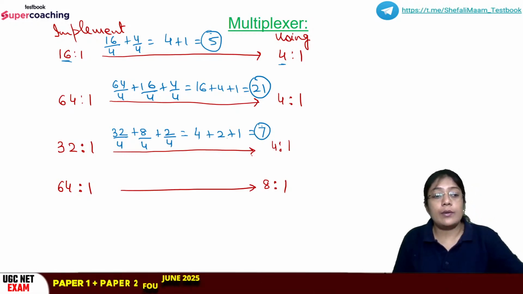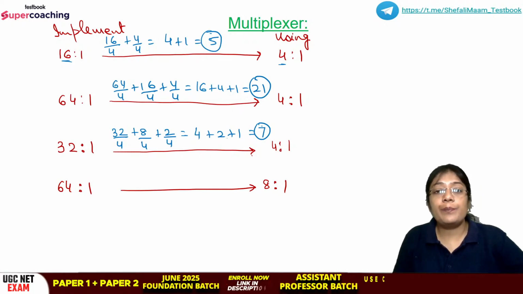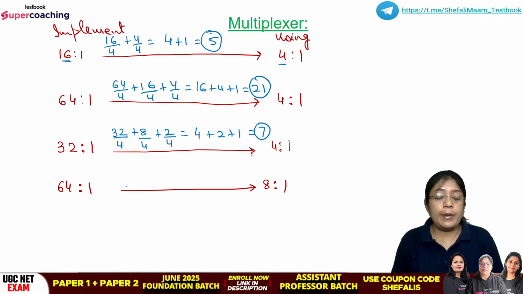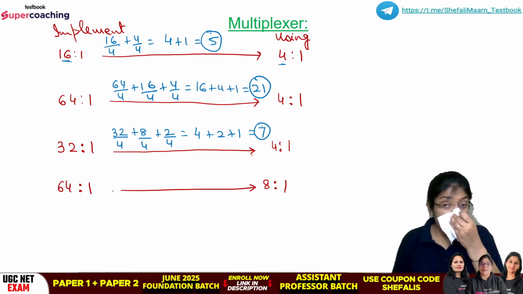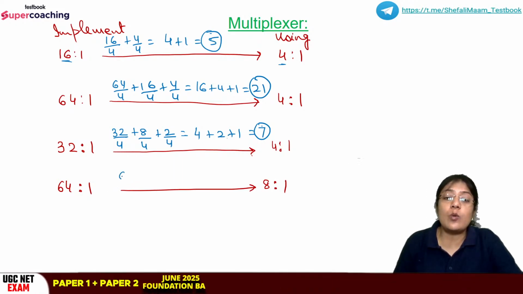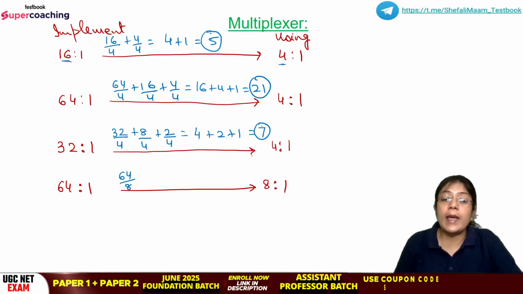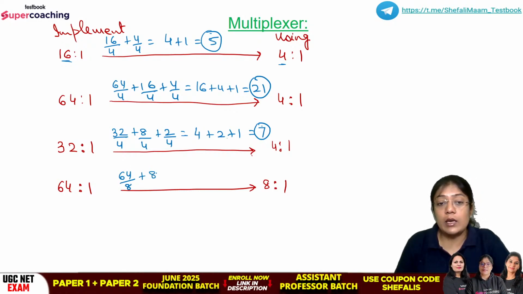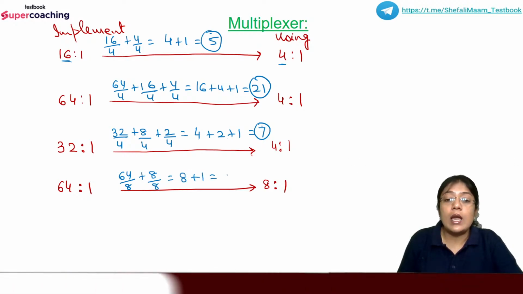Are you able to follow it? Similarly, if I want to implement 64:1 multiplexer using 8:1 multiplexer, how many mux are required? 64 divided by 8, that is 8. 8 divided by 8, that is 1. So it requires 8 plus 1, 9 mux.